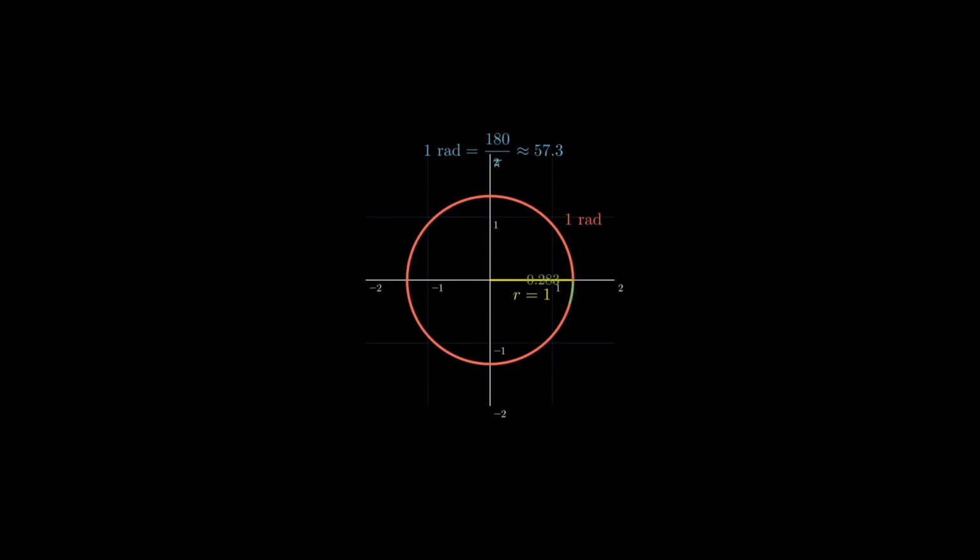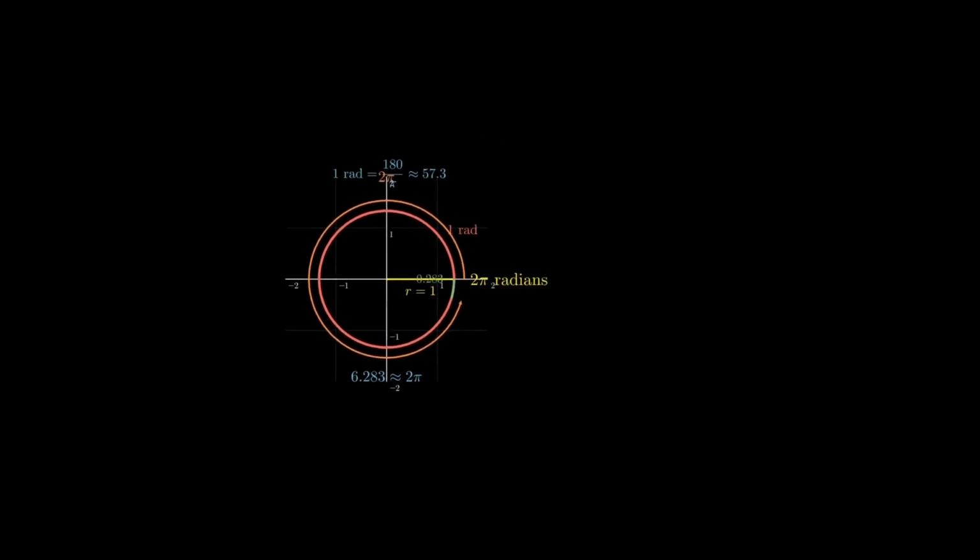Altogether, we can fit 6.283 radius-length arcs around, and since 6.283 is just another way to write 2 pi, we can conclude that one full revolution equals 2 pi radians. This direct link between arc length and radius makes the radian a very natural way to measure angles. In fact, the definition of one radian can be written as: radian measure equals arc length divided by radius.